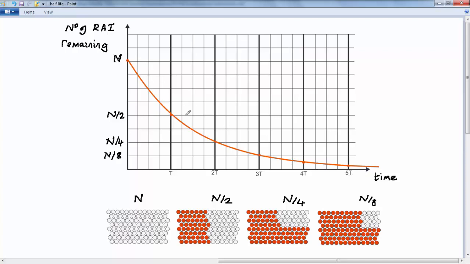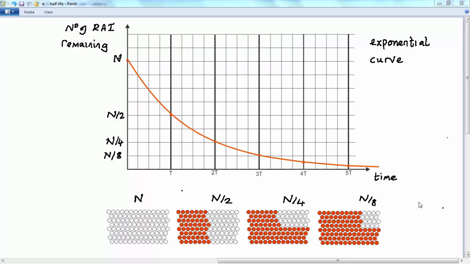Now, this type of curve is known as an exponential curve, and an exponential curve always drops or rises, depending on which way it goes, by the same fraction or proportion in the same period of time. So this is an exponential curve because the number of radioactive isotopes present drops by the same fraction, that's to say 1/2, in the same period of time, T, which is the half-life.